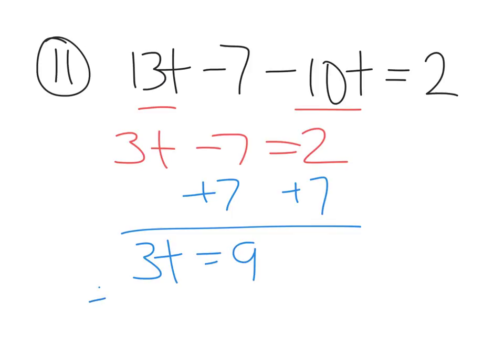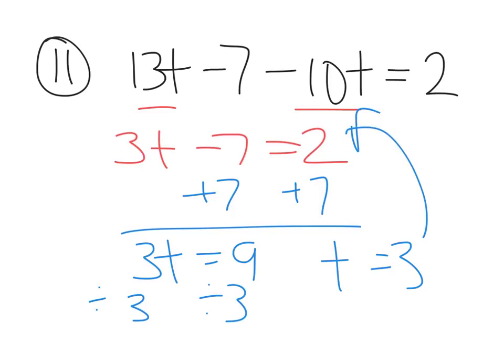And now I'm going to divide both sides by 3. And what I'm left with is t is equal to 3. I can plug that back into here and end up with 39 minus 7. That's going to be 32. 32 minus 30 is going to give me 2, so that's the correct answer.